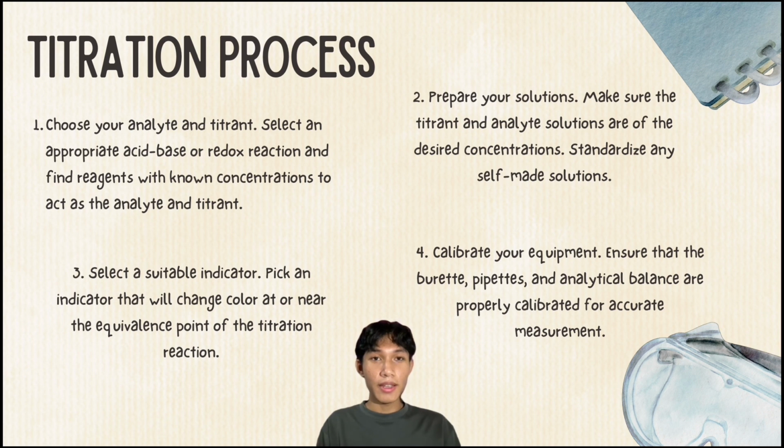First, we need to select an acid-base or redox reaction and find a reagent with known concentration to act as the analyte and titrant, and then prepare our solution by ensuring the concentration of titrant and analyte are accurate and standardizing any self-made solutions. Choose an indicator that changes color near the titration reaction equivalence point, and calibrate your equipment, including burette, pipettes, and analytical balance for accurate measurement.